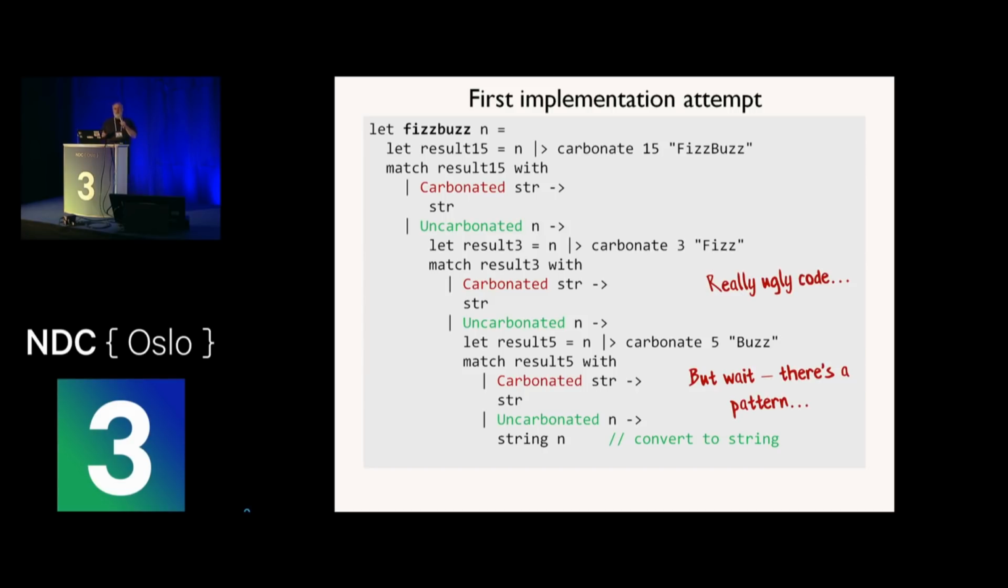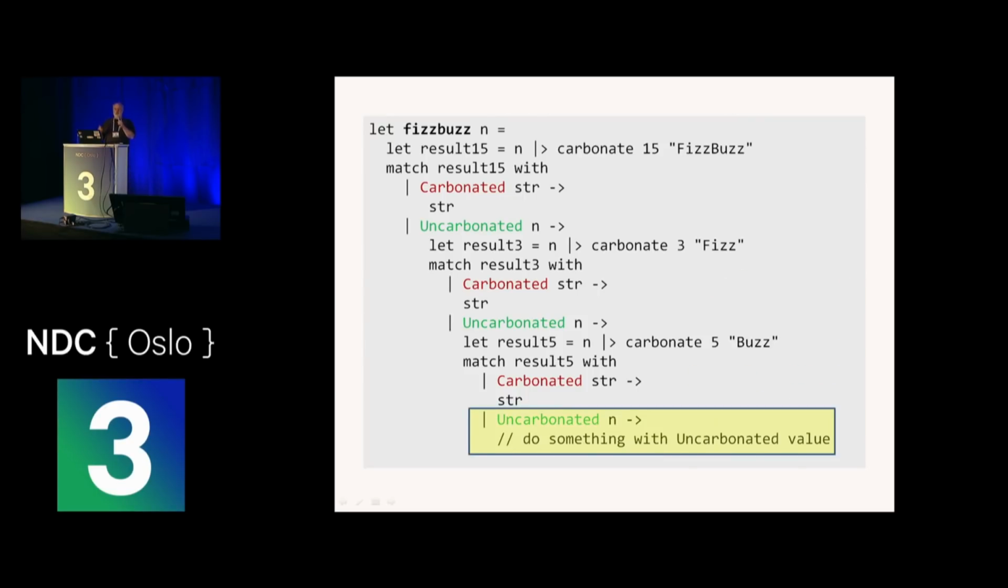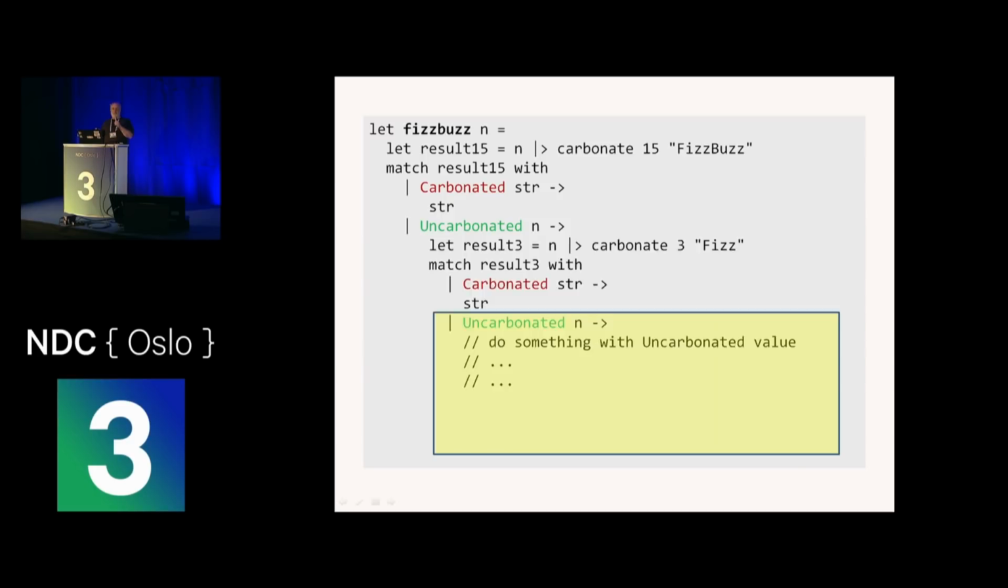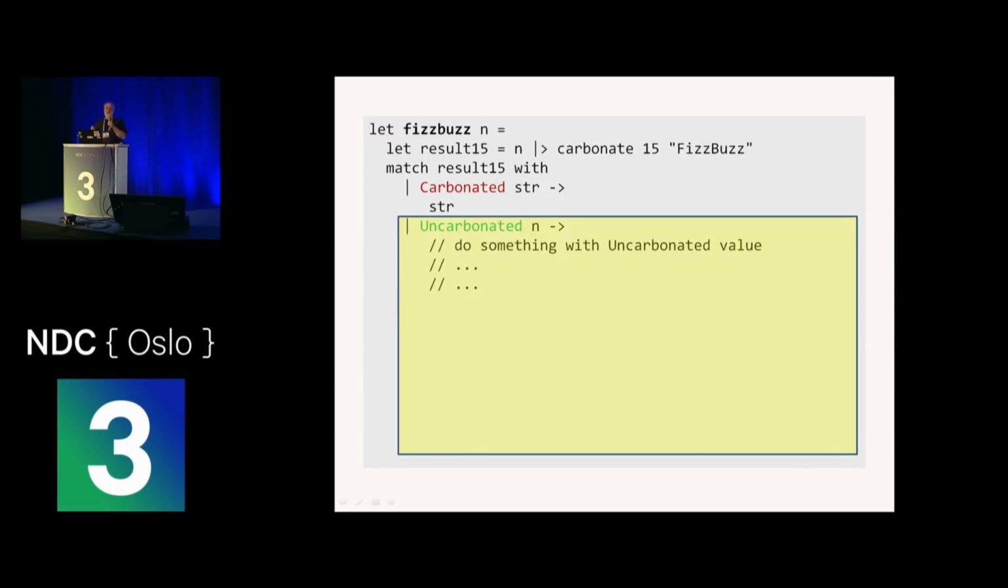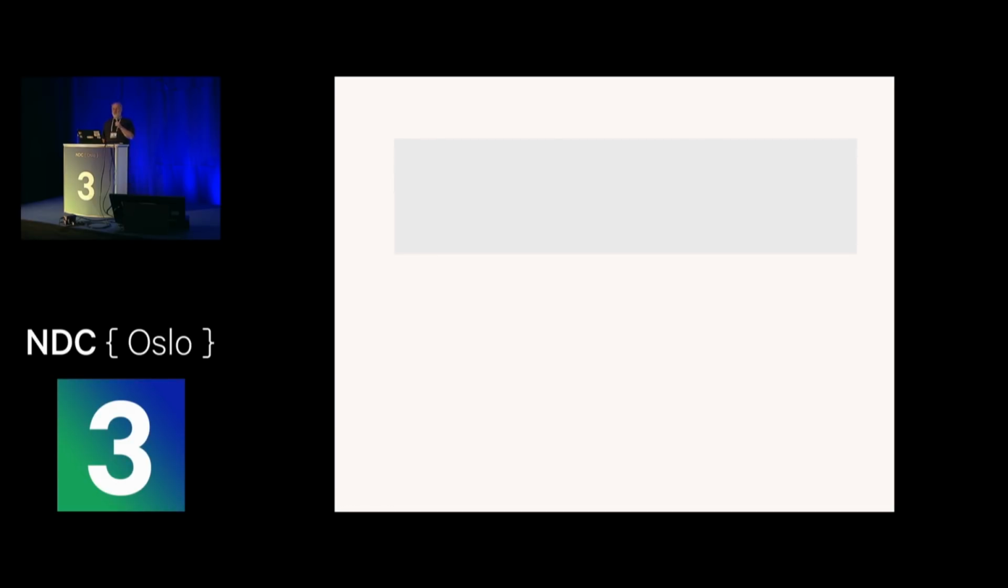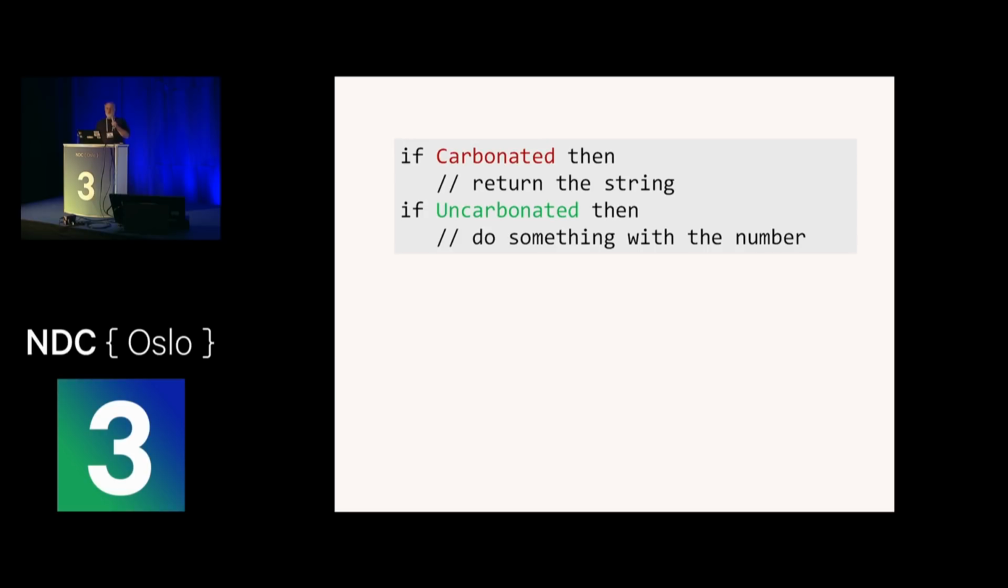But there's a pattern. We can make this code a lot simpler if we notice there's a pattern. And the pattern is that every time we have an uncarbonated case, we do something. If it's uncarbonated, do something. If it's uncarbonated, do something. If it's uncarbonated, do something. That's the pattern. So let's take that pattern and run with it. If it's carbonated, we're done. But if it's uncarbonated, we do something. Okay, that's the pattern we're going to try and turn into code.